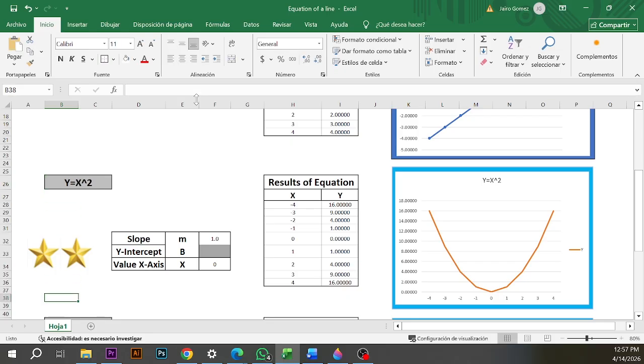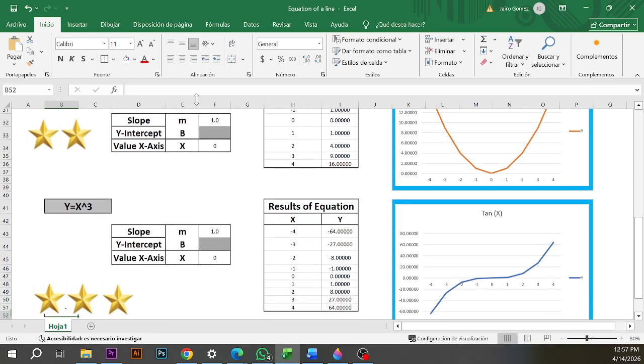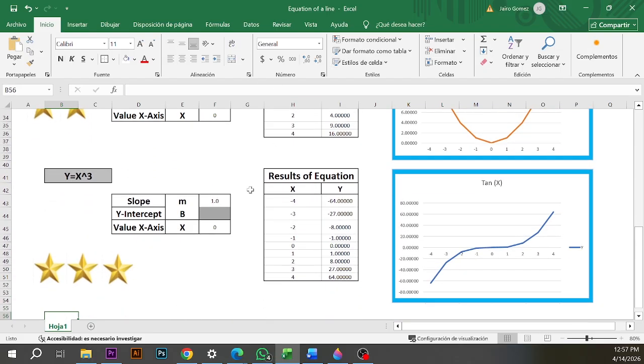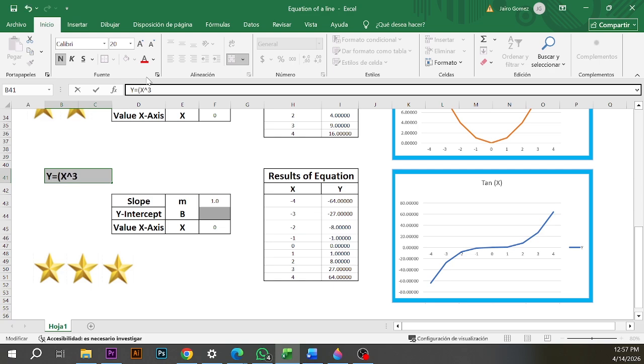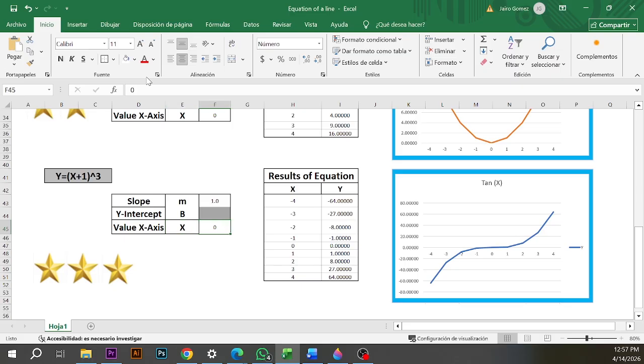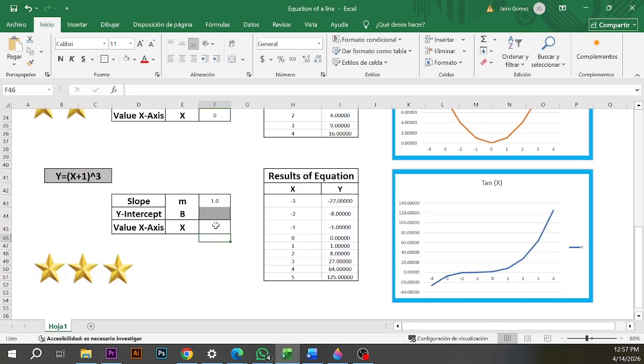So let's look at another example. y equals x cubed. So slope is 1 and intercept is 0. In this case, let's just play around with x. Just like in the other case, if we were to add a 1, let's see what happens. Right now it has an intercept of 0, and it has a maximum and minimum of 60 and minus 60. So what happens when we add 1 to x?